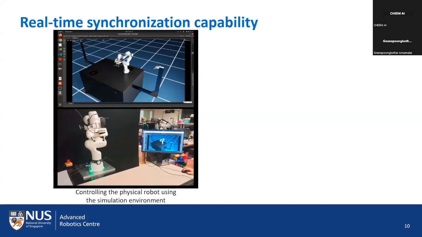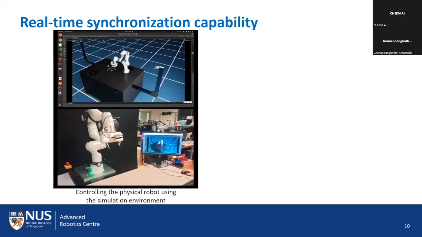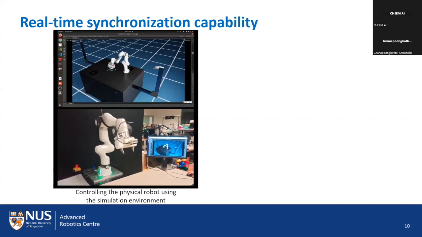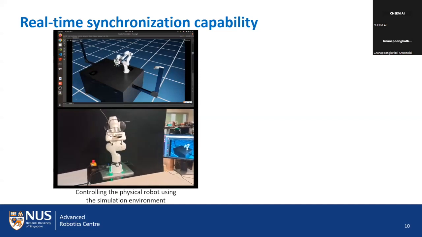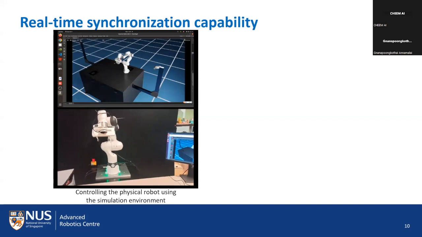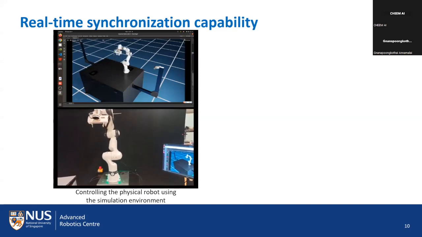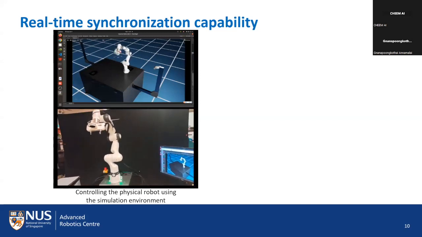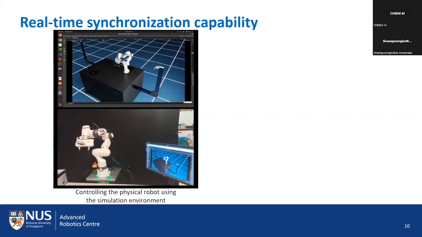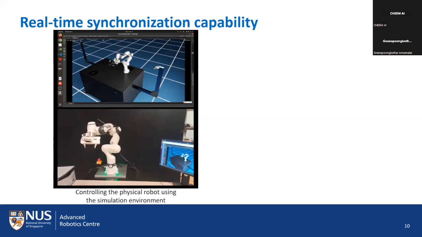In this demo, we're demonstrating how we can control the physical robot using the simulation environment. It's actually very simple. We just use a mouse to drag the end effector in the simulation, and then the physical robot will move exactly like how the virtual robot would in simulation.